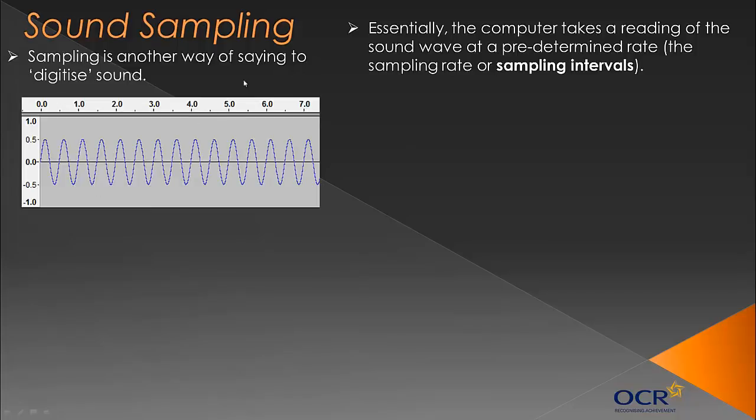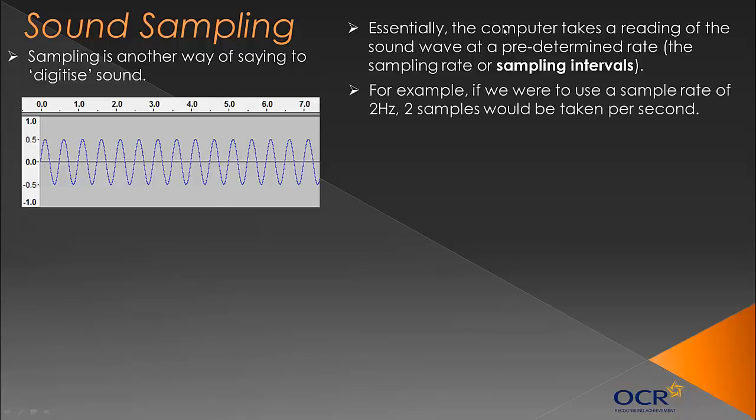It takes a reading of the sound wave at a predetermined rate, and the sampling rate or the sampling intervals are how often it takes a sample, a sample meaning a reading. For example, if we were to use a sample rate of 2 Hz, so it's measured in hertz, what that means is 2 samples would be taken per second.